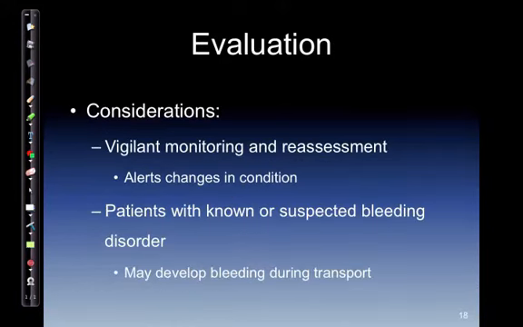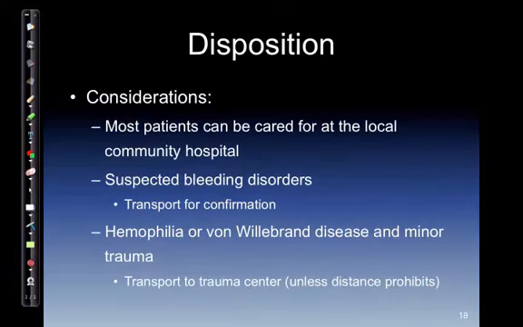Evaluation, consider vigilant monitoring and reassessment, which will give you an alert to any changes in condition. The patient with known or suspected bleeding disorders may develop bleeding during transport. Disposition, considerations, most patients can be cleared at the local community hospital for suspected bleeding disorders. Transport for confirmation. On hemophilia or von Willebrand's disease and minor trauma, transport to the trauma center unless the distance prohibits this.